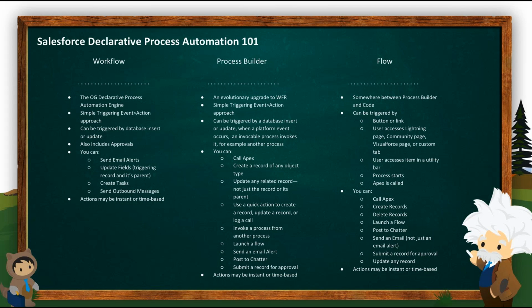What can you do? Oh, and approvals. You can send email alerts, right? So send an email out. You've got a template. You want to send an email to somebody, you can do that. I can update fields, but it's important to note only on the record that triggers the workflow and its direct parent. That's it. I can create tasks. Creating tasks are great. Workflow allows you to create tasks.